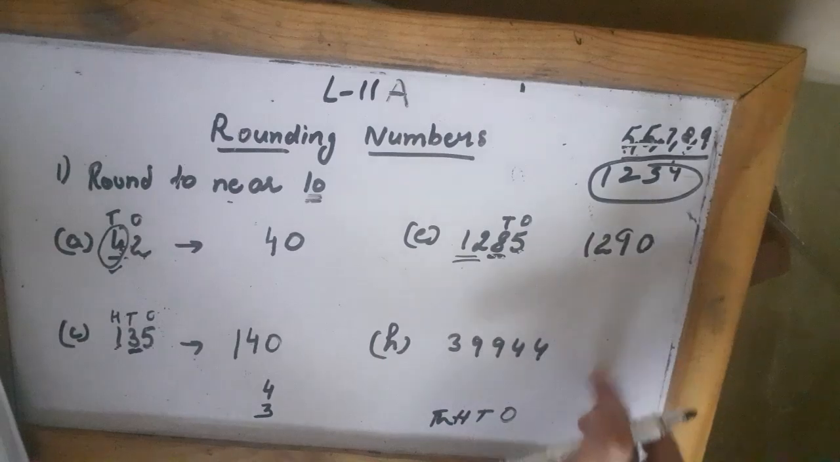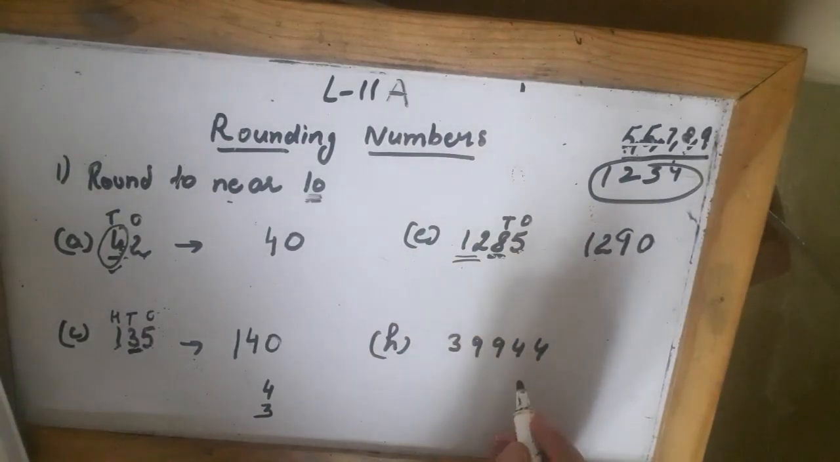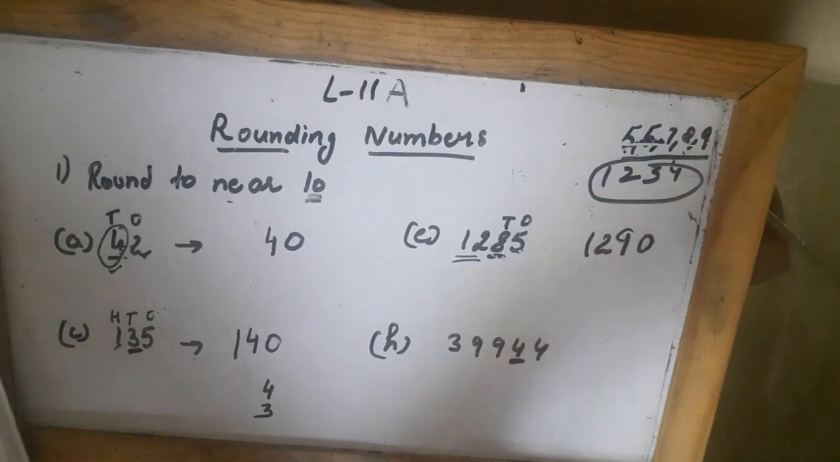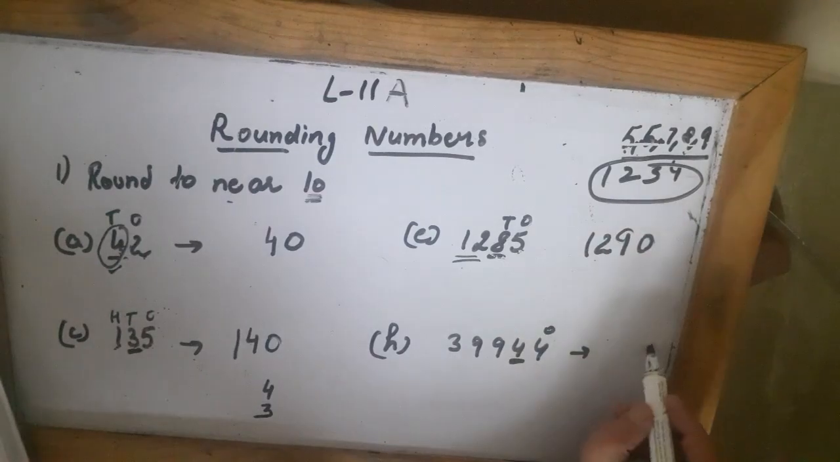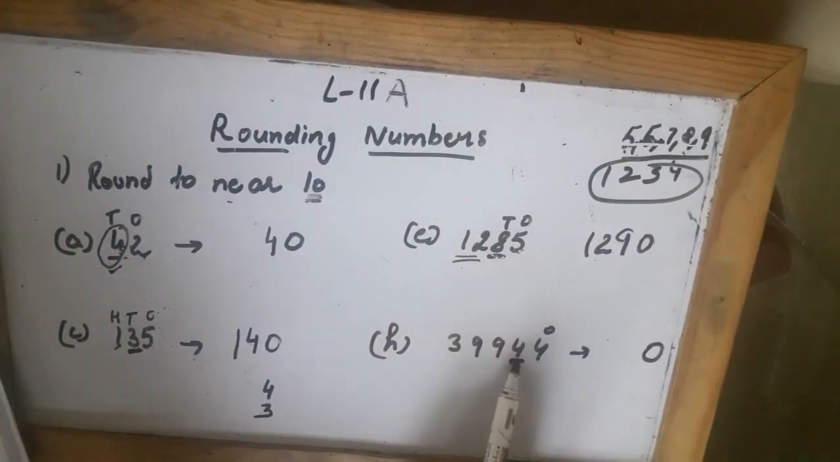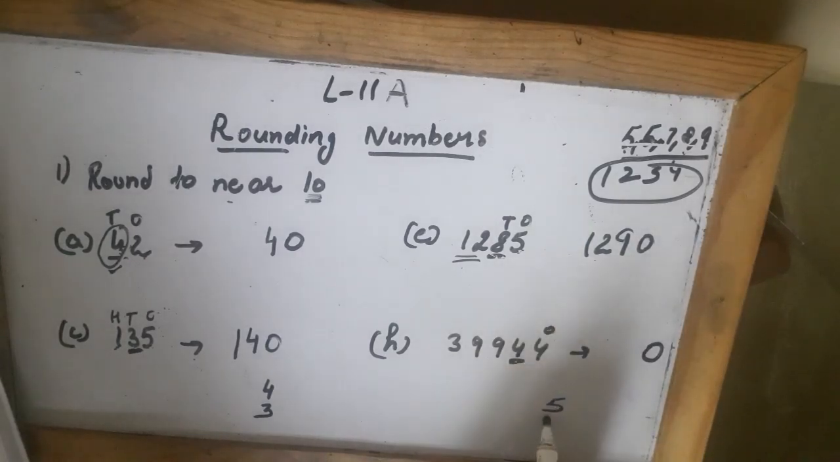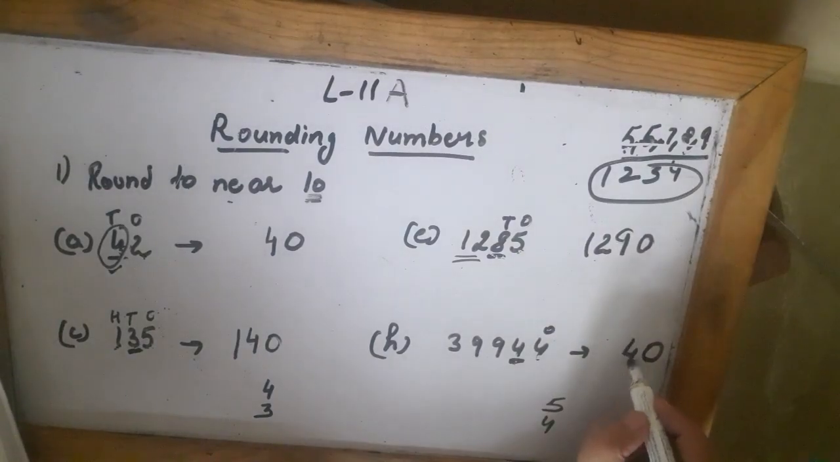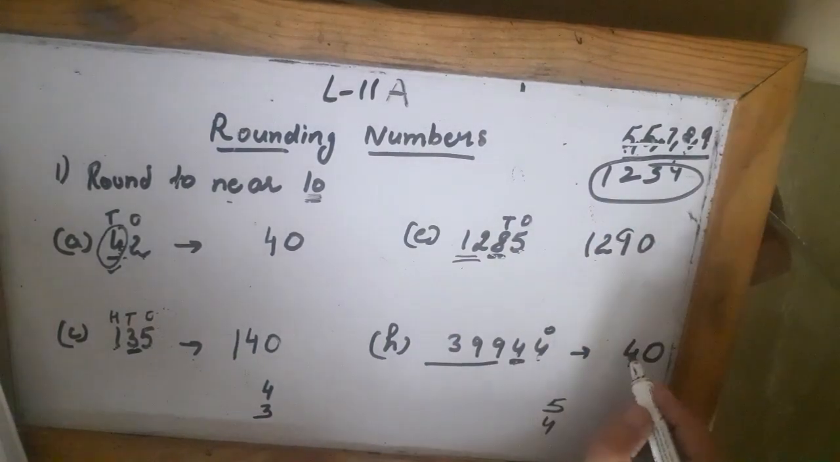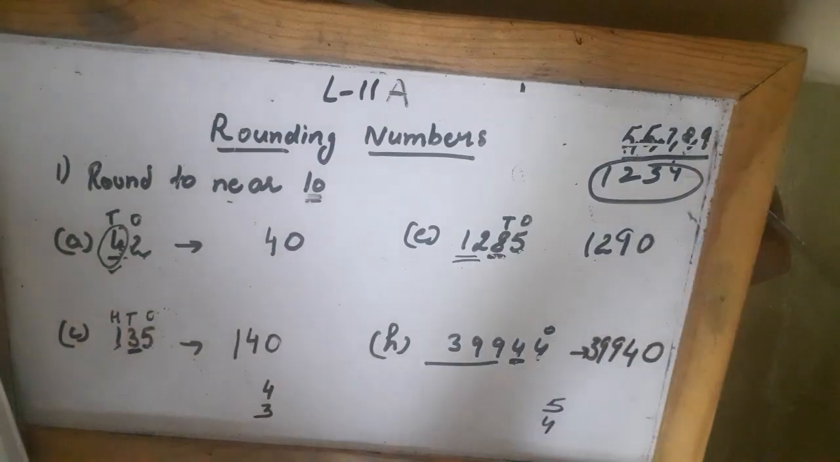Is that clear? Now look at the H part. The digit at the 10s place is 4. So the digit at the 1s place will become 0 because we are rounding off the numbers. Now for this 4, we have to decide whether it will change to 5, the next digit, or remain the same. So we look at the digit to the right of this 4. This is 4, which is less than 5, so 4 will remain as it is. And the digits to the left of the 4 will remain the same.